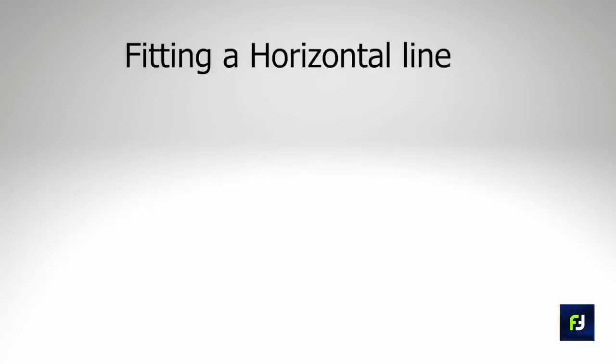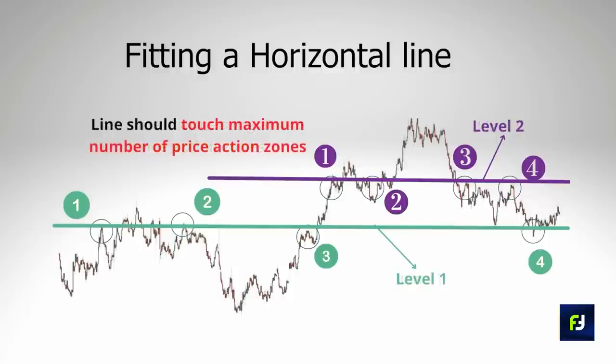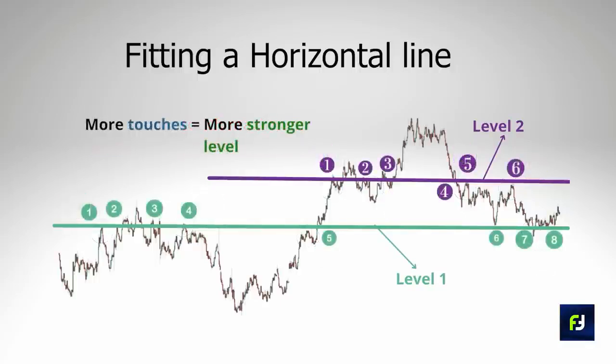Now after identifying and aligning your price action zones, we move on to step number 4, that is fitting a horizontal line. Connect the price action zones that we have identified with the horizontal line. After drawing the line, you have to adjust your level to get the maximum number of touches. The more touches, the better, because the more number of touches, the stronger the price level will act as a major support or resistance.